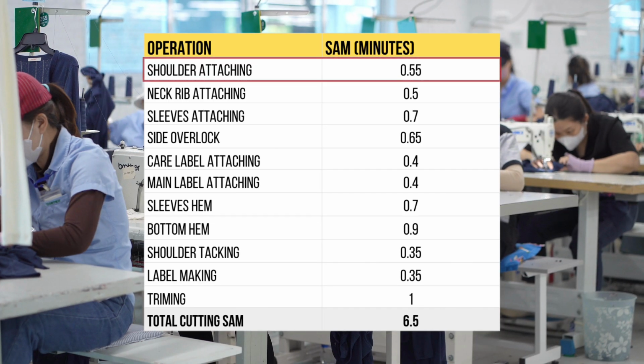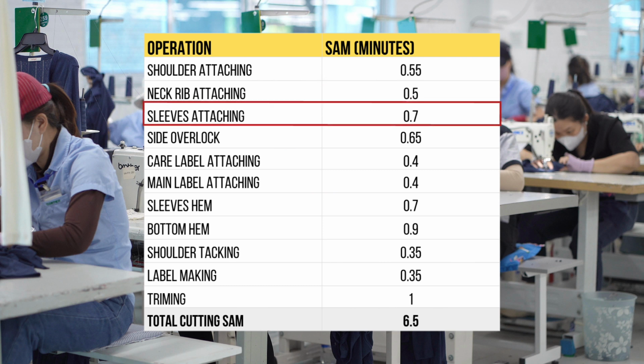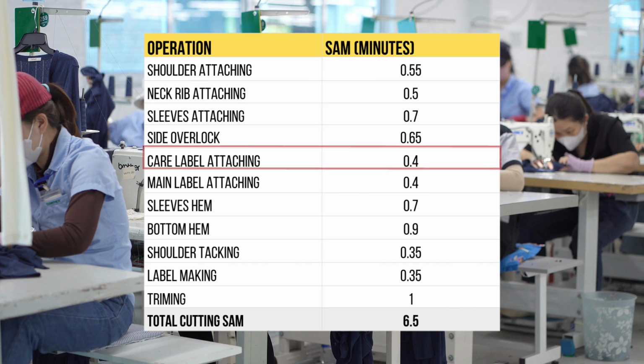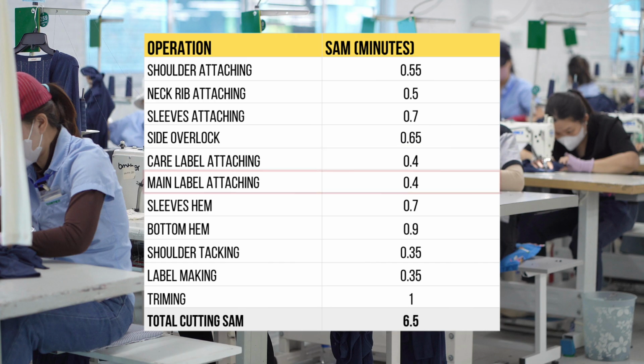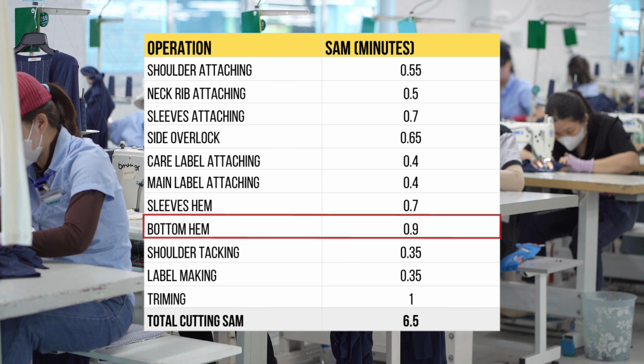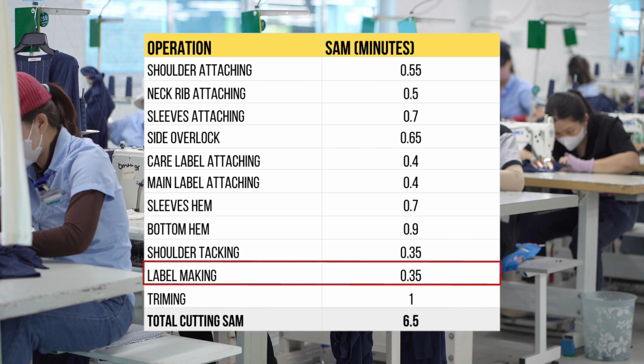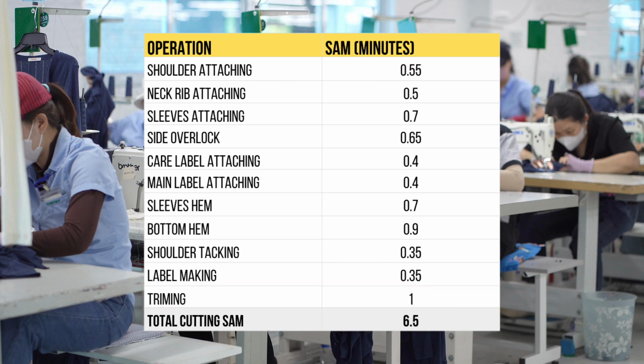Shoulder attaching takes 0.55 minutes. Neck rib attaching takes 0.5 minutes. Sleeves attaching takes 0.7 minutes. Side overlock takes 0.65 minutes. Care label attaching takes 0.4 minutes. Main label attaching takes 0.4 minutes. Sleeves hem takes 0.7 minutes. Bottom hemming takes 0.9 minutes. Shoulder tacking takes 0.35 minutes. Label making takes 0.35 minutes. Trimming takes 1 minute. In total, the sewing process takes 6.5 minutes per garment.